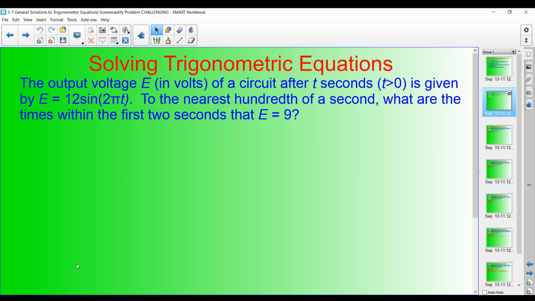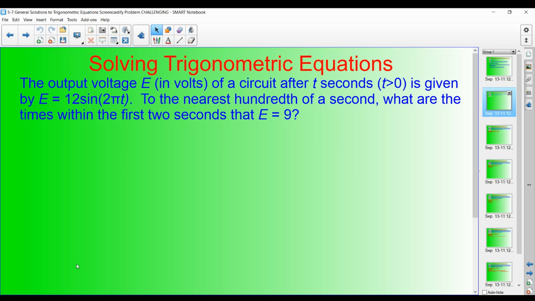Now I'm not told whether we're in the first quadrant, the second quadrant, the third quadrant, or the fourth quadrant, or how many rotations I can have. I have to solve for t and find all the answers where t is between 0 and 2 seconds.